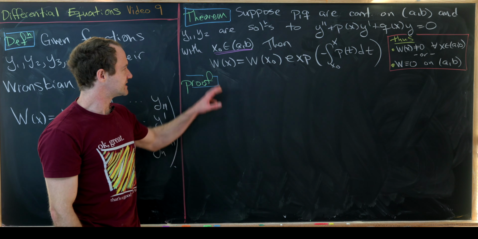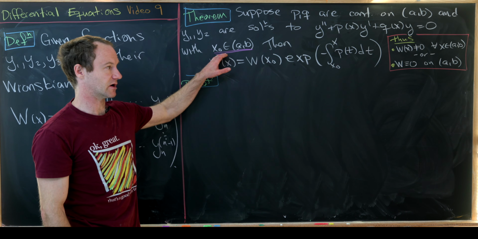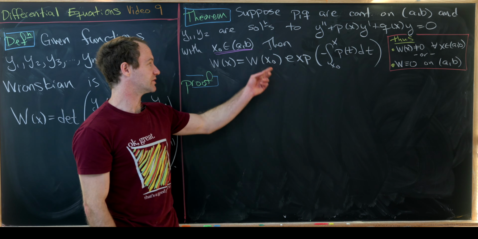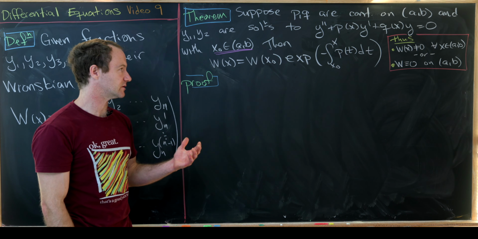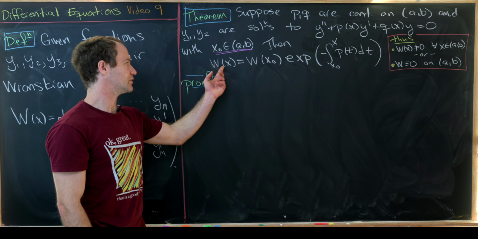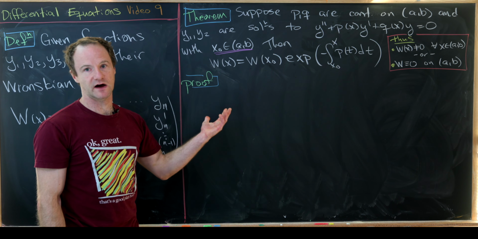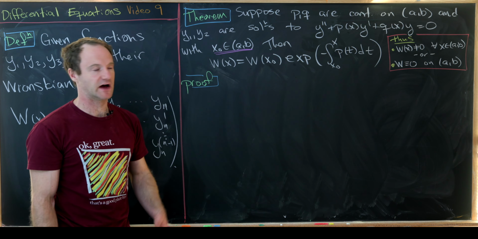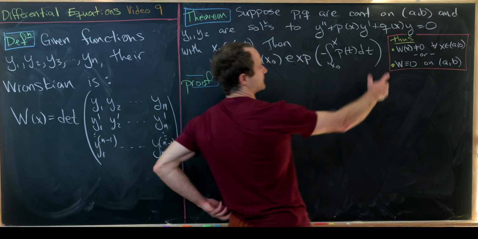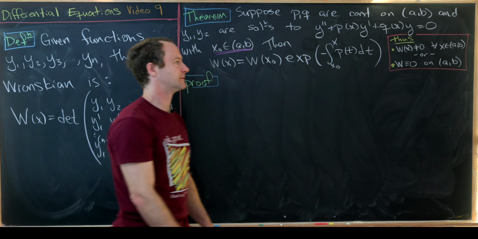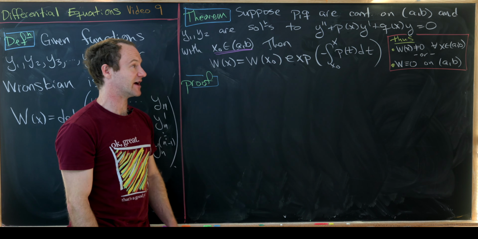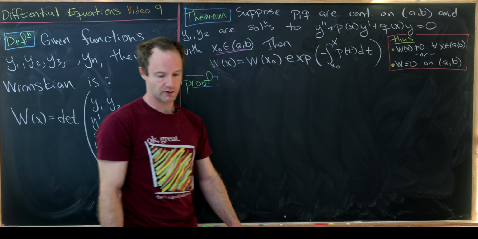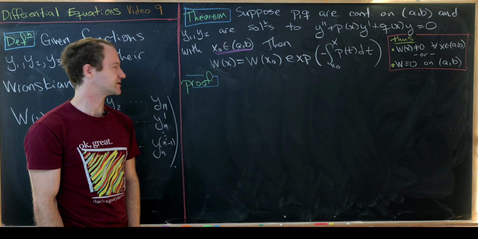Since x naught is arbitrary, we could pick it to be a place where w is 0 if possible, but then w of x would be 0 for all values of x, given it's a multiple of this single value of w. That gives us an additional result: w of x is either never 0 on the interval (a, b), or it's always 0 on the interval (a, b). So that's pretty interesting.